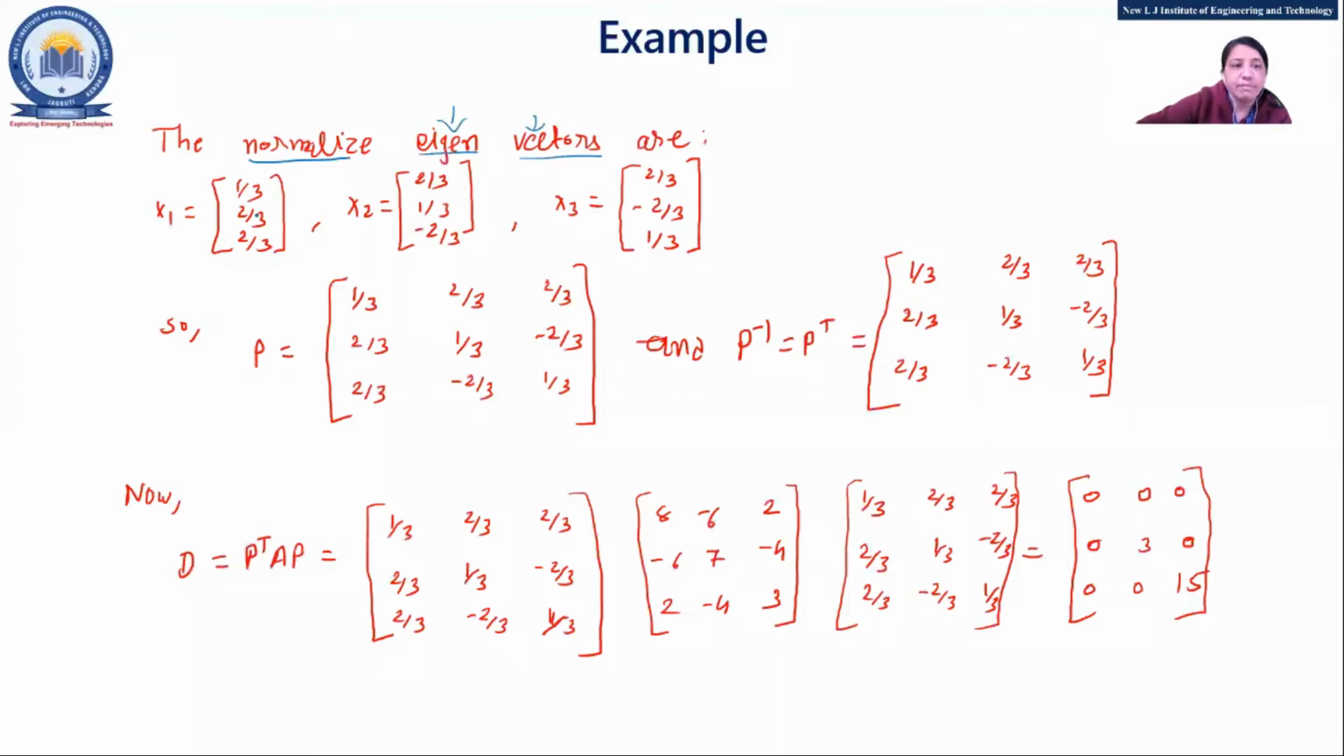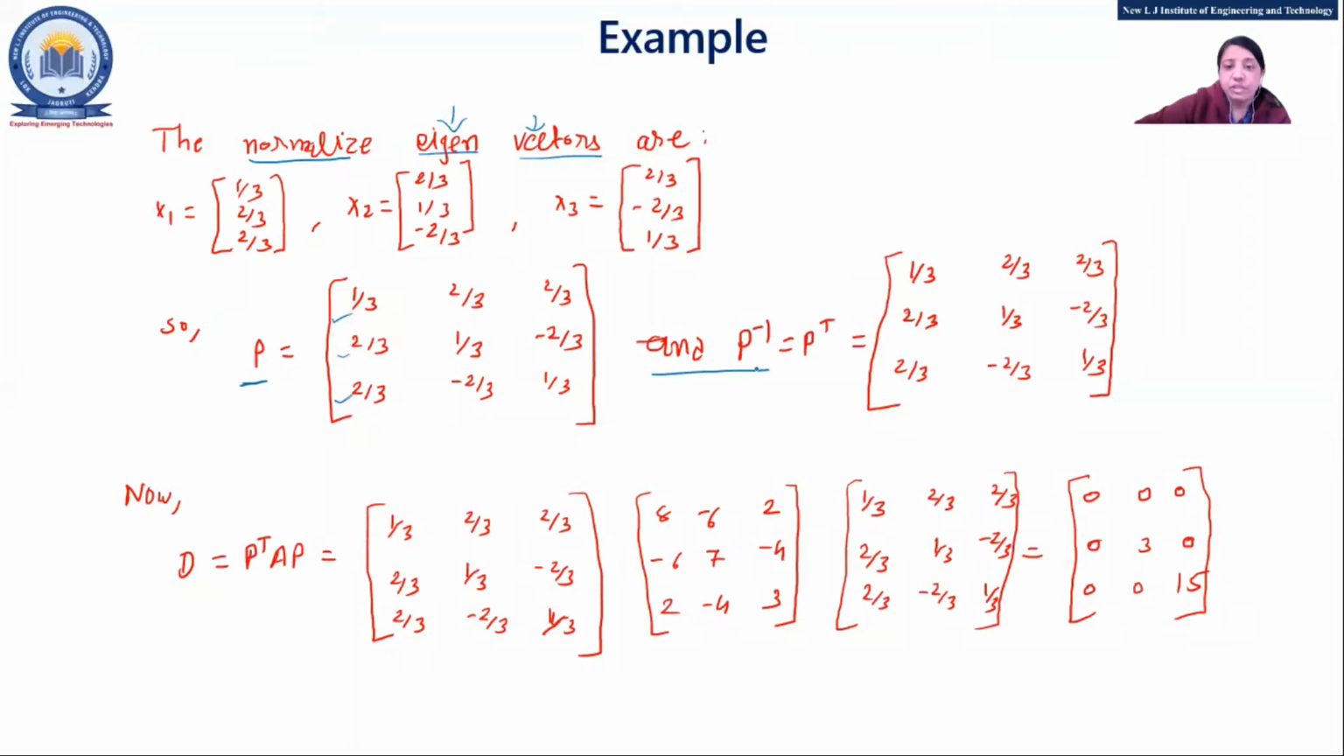But you divide it by length of particular eigenvector. So it will be called what? Normalized eigenvector. Now P model is built from the normalized eigenvector. So you can see here, this is 1 by 3, 2 by 3 and 2 by 3. Fine. Now, next step is what?